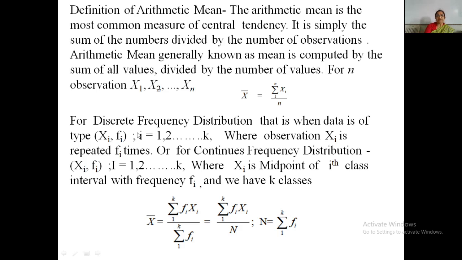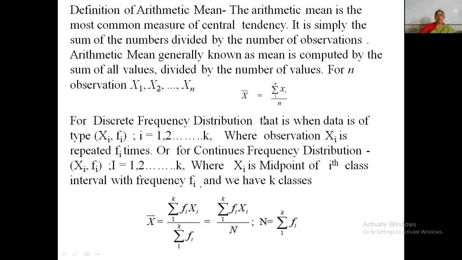What is arithmetic mean? Arithmetic mean is the sum of all observations divided by the number of observations. So the arithmetic mean x bar for n individual observations is given by x1 plus x2 plus x3 plus dash dash dash plus xn upon n, the number of observations. In summation notation it is denoted by summation of xi upon n.